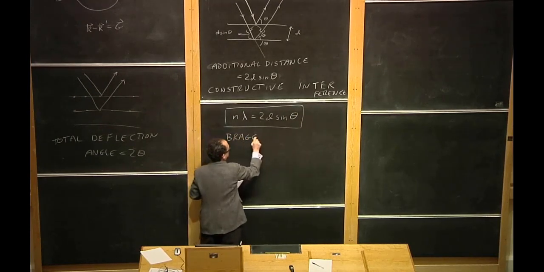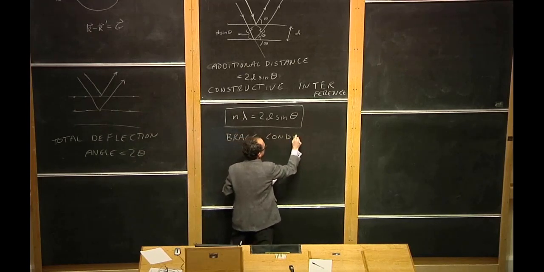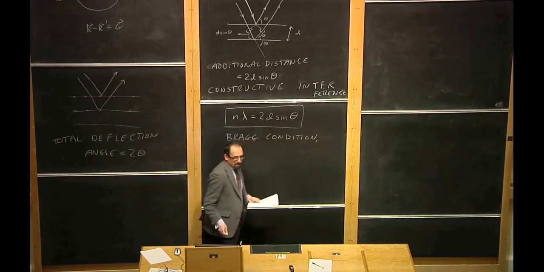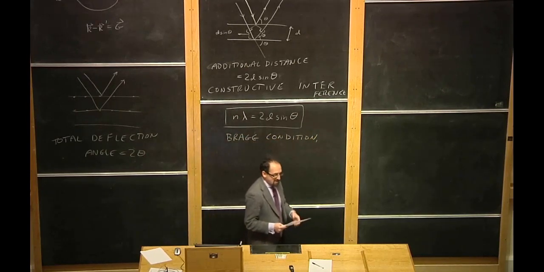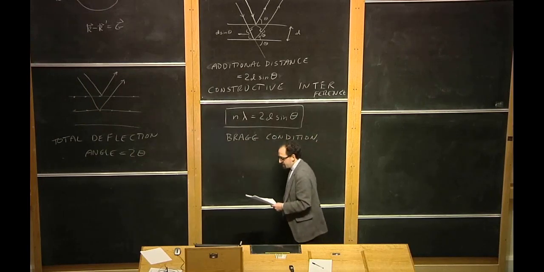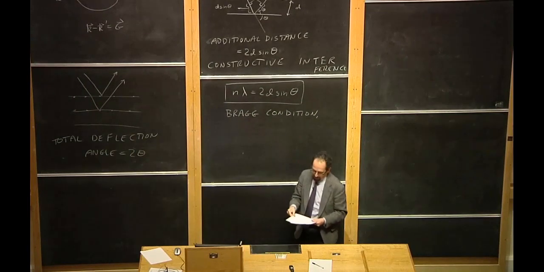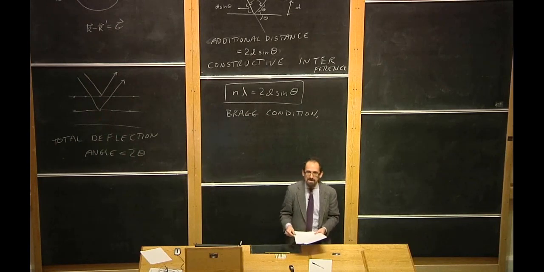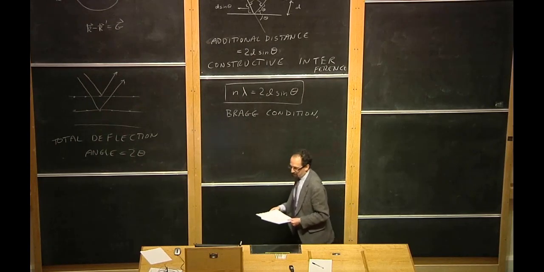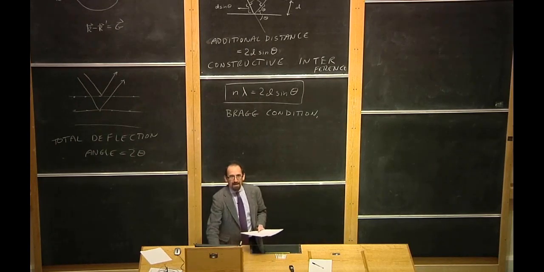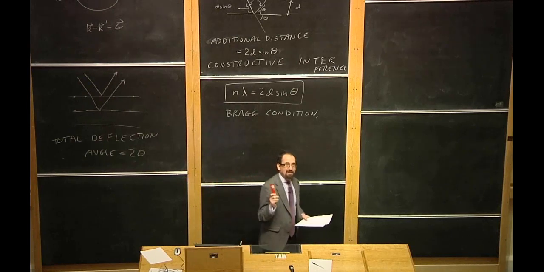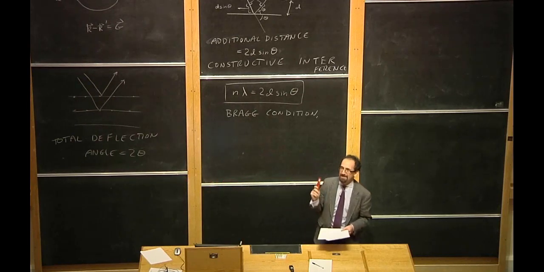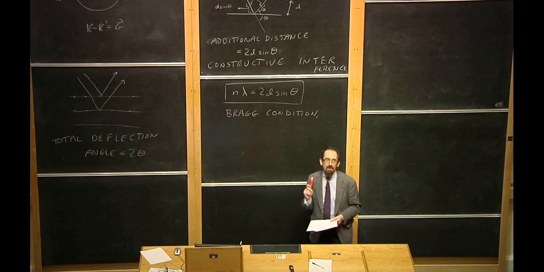Bragg condition, after William Henry and William Lawrence Bragg, the father and son team who pioneered X-ray scattering. William Lawrence Bragg won a Nobel Prize at the age of 25 for his work on X-ray scattering. For a chocolate bar, does anyone know who the second youngest Nobel laureate was? It's a name you all know.